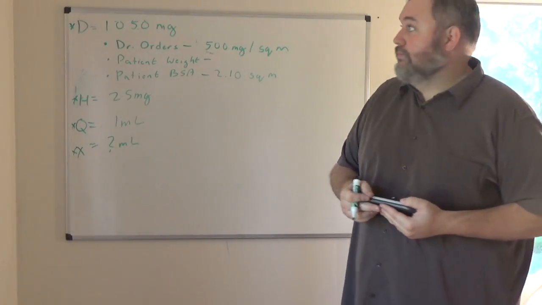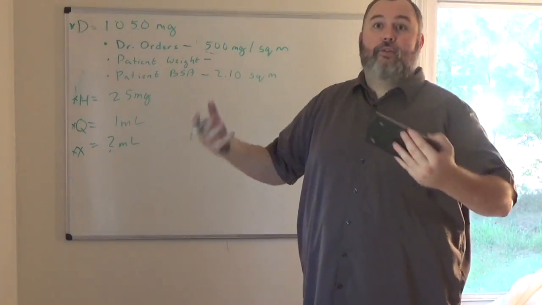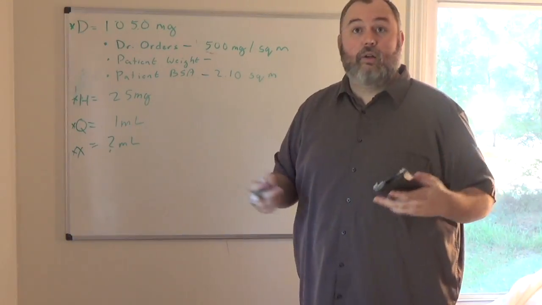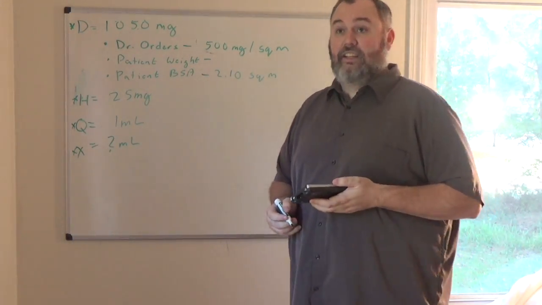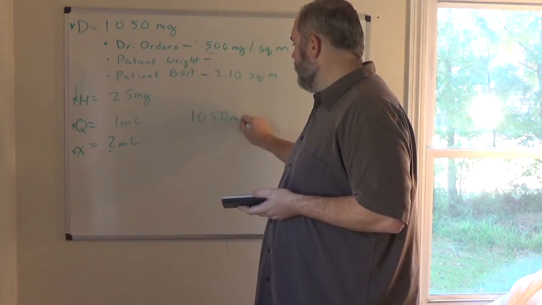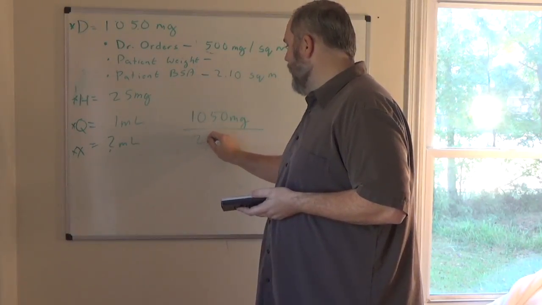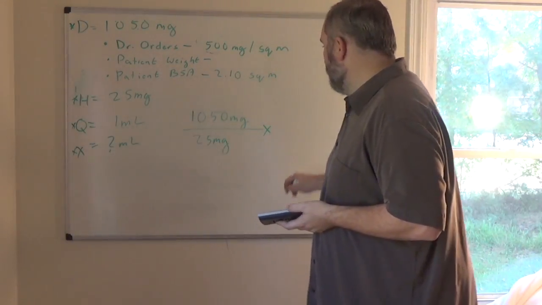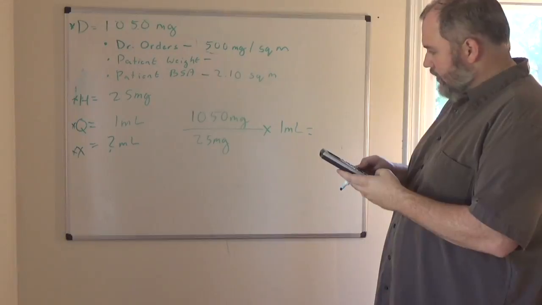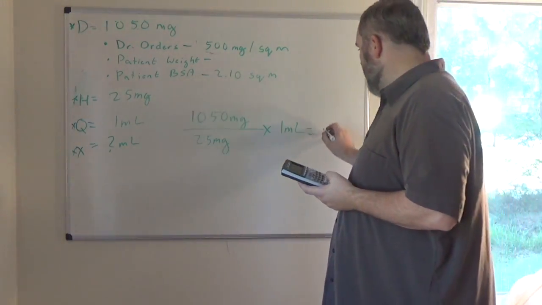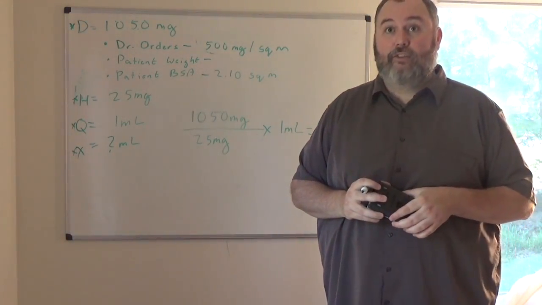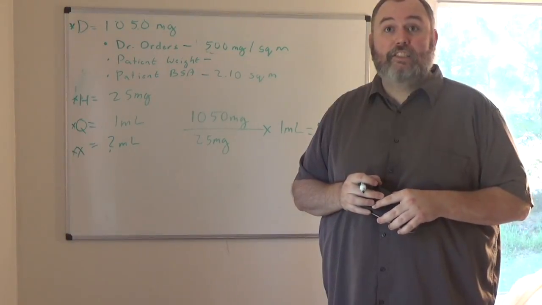Now it's pretty straightforward. We know that D and my H, they are the same unit. All right, cool. My Q and my X, they're the same unit. Since all of those check out, we can simply plug everything into our equation. My D is 1050 milligrams over my H, which is 25 milligrams, times my Q, which is 1 milliliter, and then we're going to work this out. 1050 divided by 25 times 1 gets me 42 milliliters. So for this patient, they need 42 milliliters of whatever medication that they're trying to get.